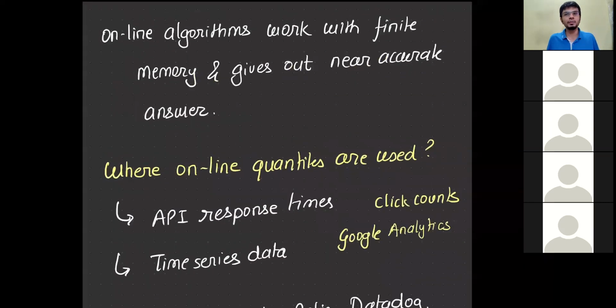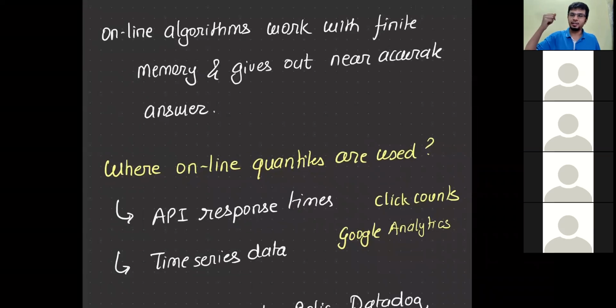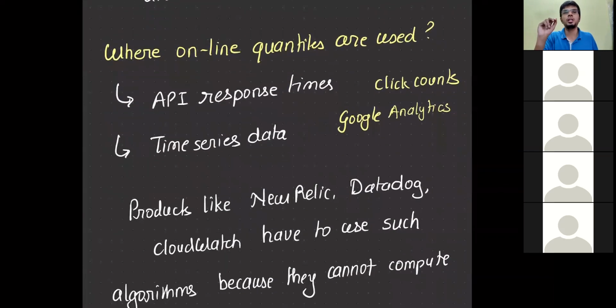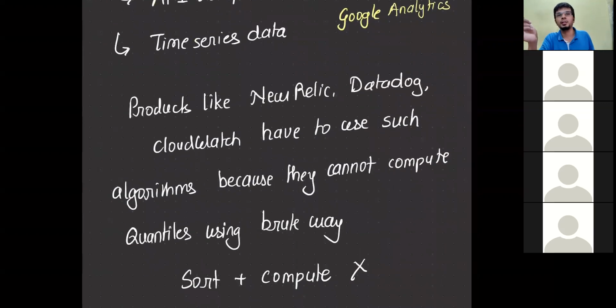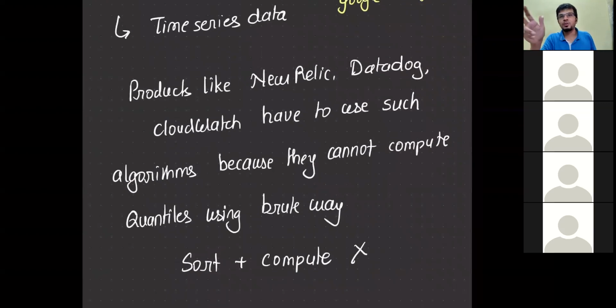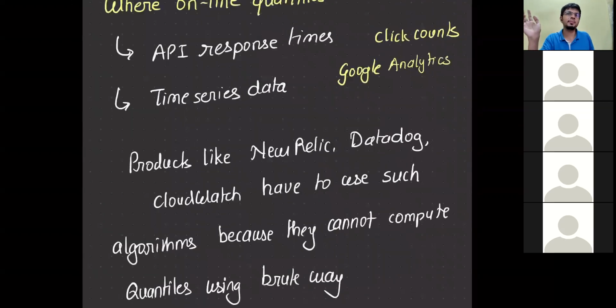Okay, but what it definitely gives you is an immediate answer. It does not wait. It does not do a lot of heavy computation, but it gives you an answer very quickly. For example, if you make a call to any of this sort of data structure or algorithm, it won't do heavy computations. You fire a query and you'd immediately get a response, but this would be an approximate response and not an accurate one. Okay. Products like Neuralink, Datadog, CloudWatch have to use these algorithms because they cannot compute quantiles using brute force, because the scale is massive.